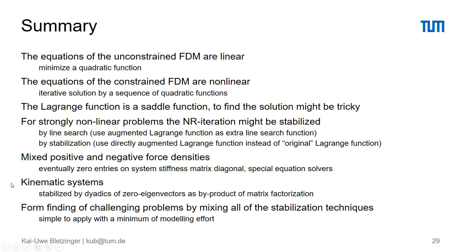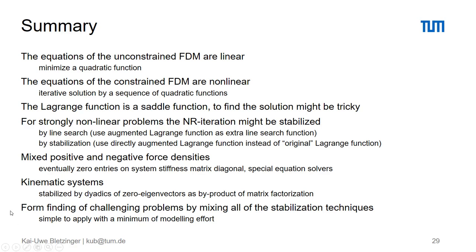Eventually you may deal with kinematic systems. That may be the case, for instance, with tensegrity structures. Then the stiffness matrices are singular, and they might be stabilized by making use of the dyadics of zero eigenvectors, which is not a problem to evaluate, as you can just get them as a byproduct of the matrix factorization. But then we go very deep into details of numerical analysis, and I did not comment on how to do that, but that's simply information for you.